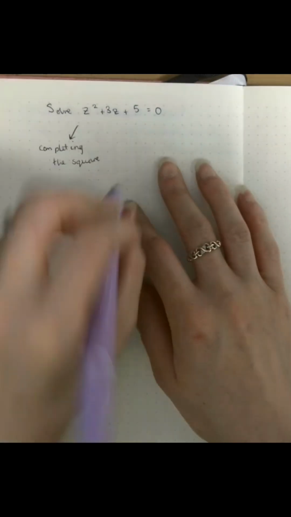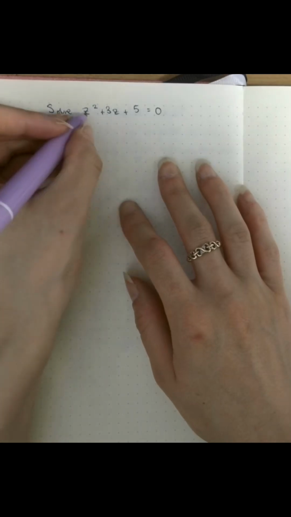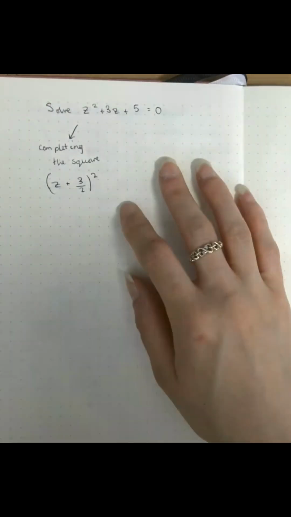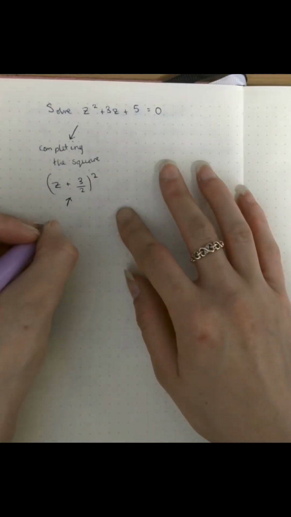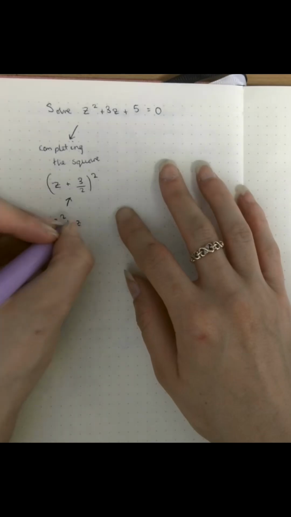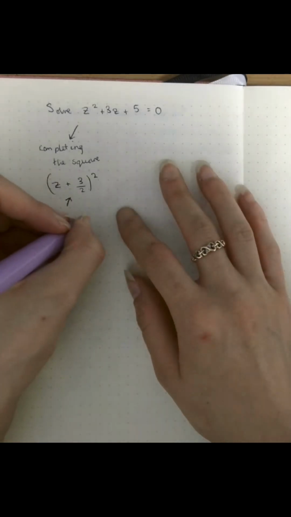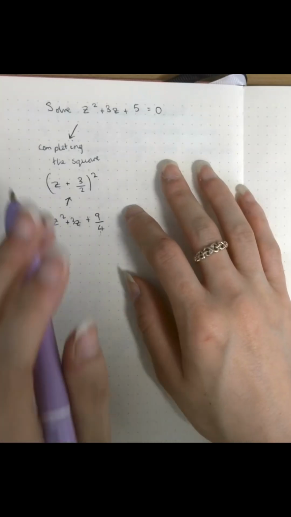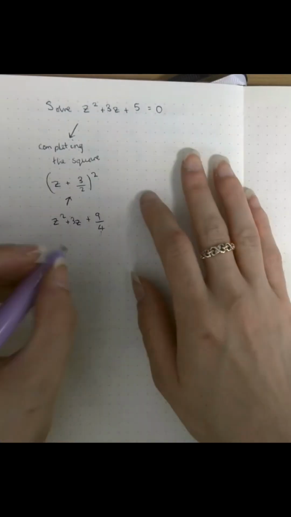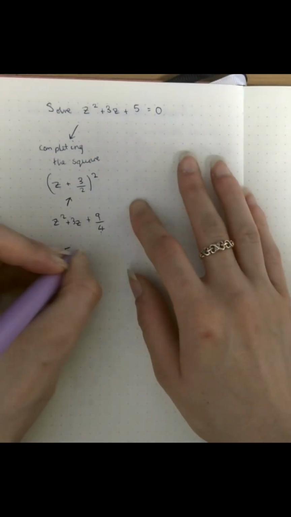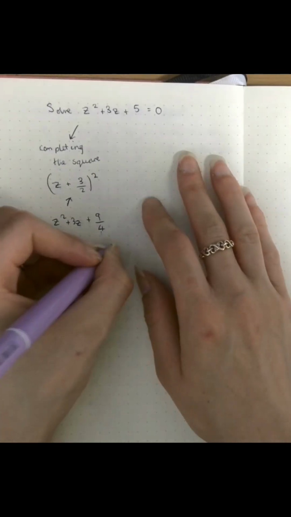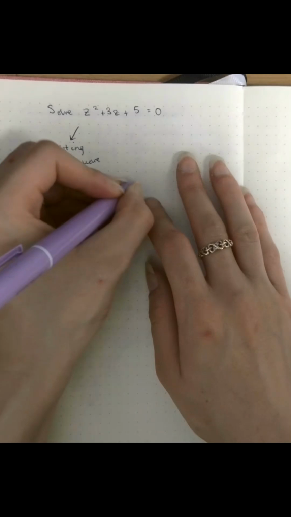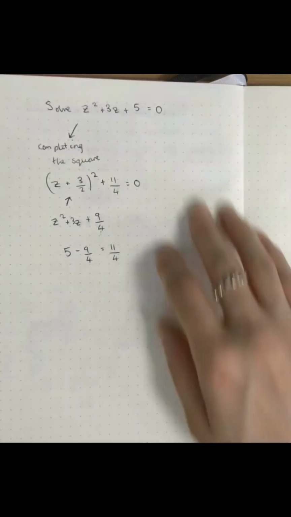To do that, we would take this bit here, and that becomes z plus 3 over 2 squared. And if you expanded that out, you'd end up with z squared plus 3z, and 3 over 2 squared is 9 over 4. So remember, we need to get to 5, and we've got 9 over 4. So we need to work out what we need to add to 9 over 4 to get to 5. So I'm just going to do 5 minus 9 over 4, which is 11 over 4. So that's what I would need to add to make it equal 5, and therefore be the same thing as what we started with up there.